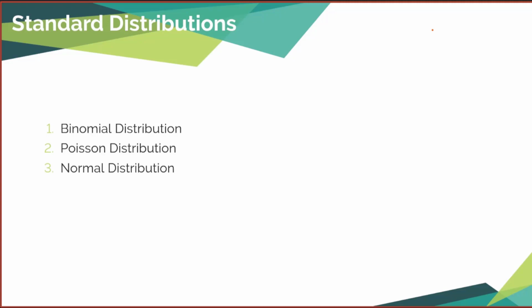So there are 3 standard distributions that we study the most. Number 1 is binomial, number 2 is Poisson, and number 3 is normal. Now before discussing these 3 distributions, there are some prerequisites that you should know. First of all, types of random variable.